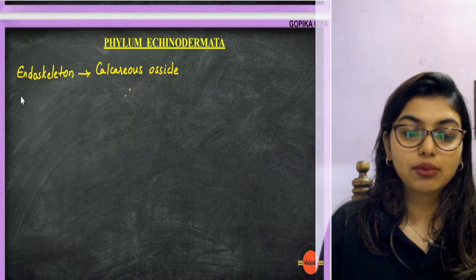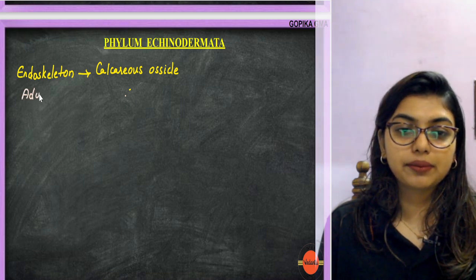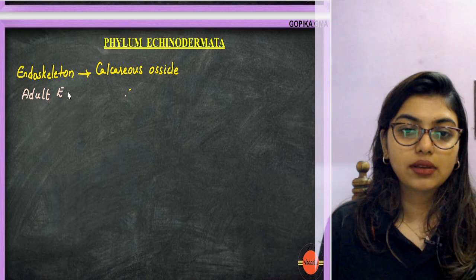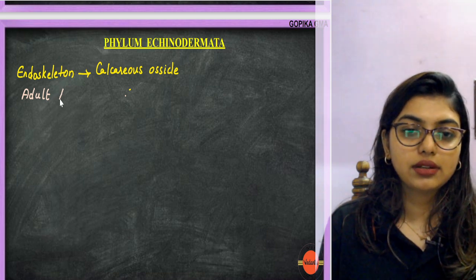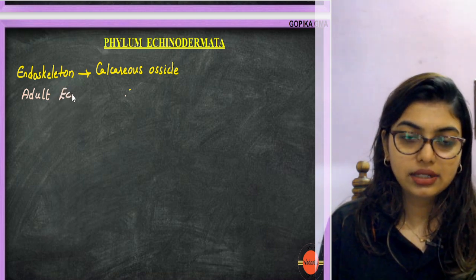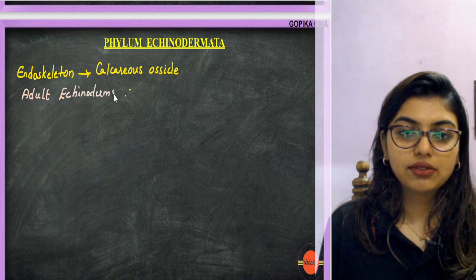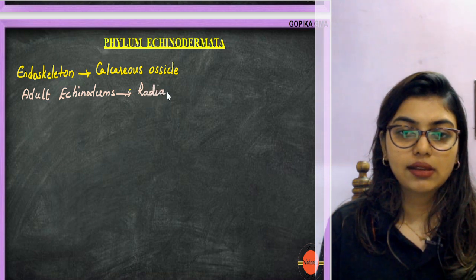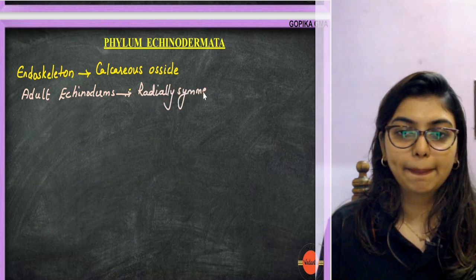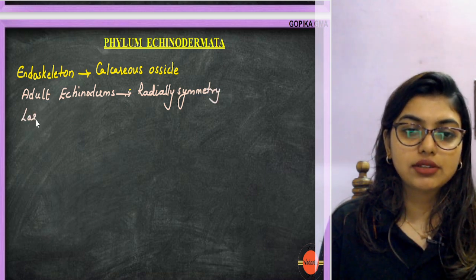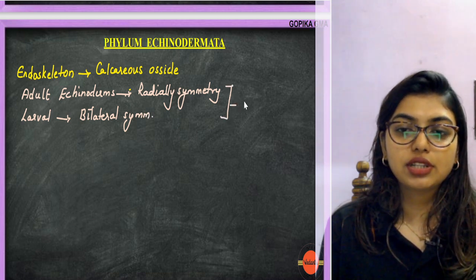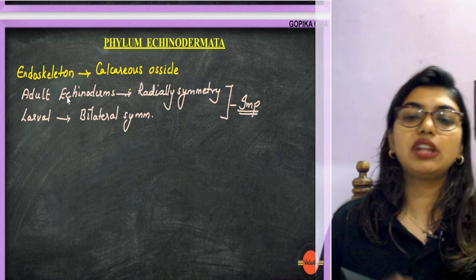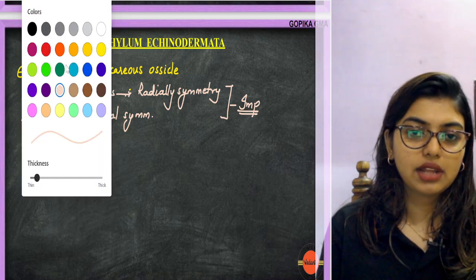Now, the most important thing that you need to remember is that adult echinoderms will have radial symmetry, and the larval ones will have bilateral symmetry. Got it, all of you? This is the most important question that is going to come for you, so don't ever get confused. Adult will have radial symmetry. Larvae will have bilateral symmetry.